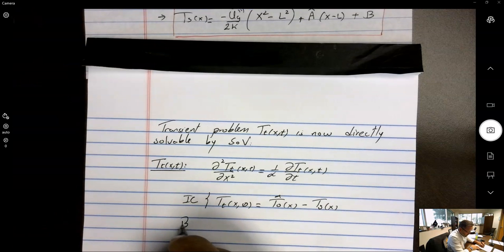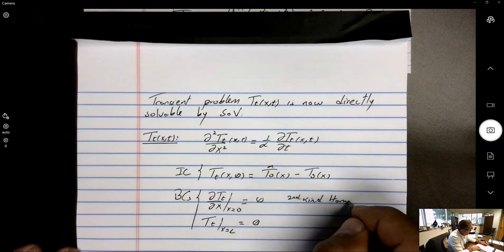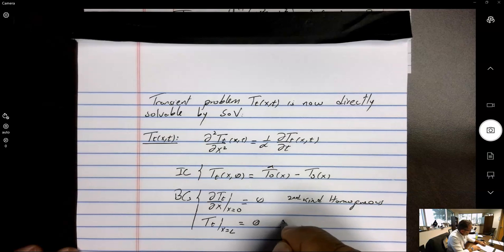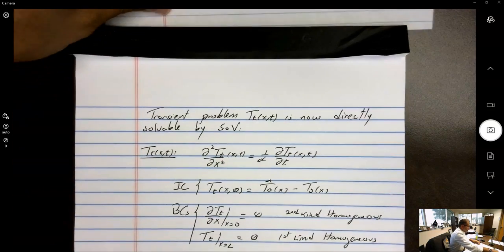With boundary conditions, dT transient/dx at x equal 0 is equal to 0, and T transient at x equal L is equal to 0. So second kind, homogeneous. First kind, homogeneous. All right.